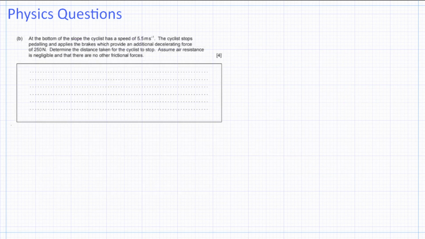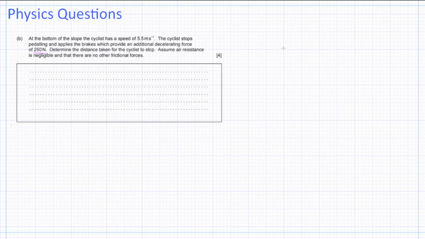Okay. So following from that one, at the bottom of the slope, the cyclist has a speed of 5.5 meters per second. The cyclist stops pedaling and applies the brakes, which provide an additional decelerating force of 250 newtons. Determine the distance taken for the cyclist to stop. Assume air resistance is negligible and that there are no other frictional forces.